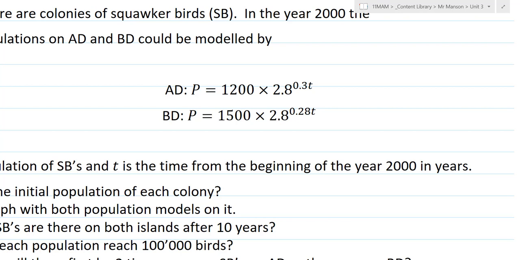So with that in mind, at time equals 0, what was the initial population of Ubba Dubba, AD? 1200, BD was 1500.